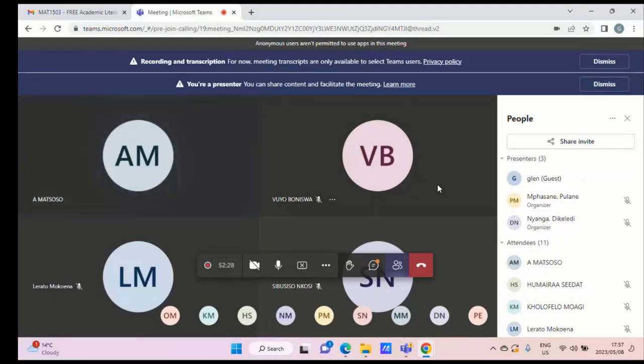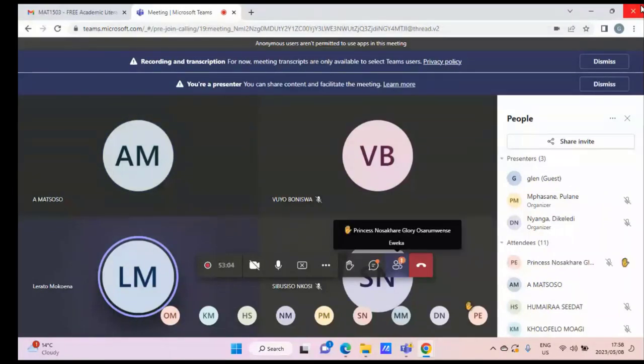Lerato, what did you get as your last row? My last row, it's 0, 0, minus 2a minus 8. 0, 0, minus 2a minus 8. And then last entry? B plus 18. B plus 18. Okay, hang on.